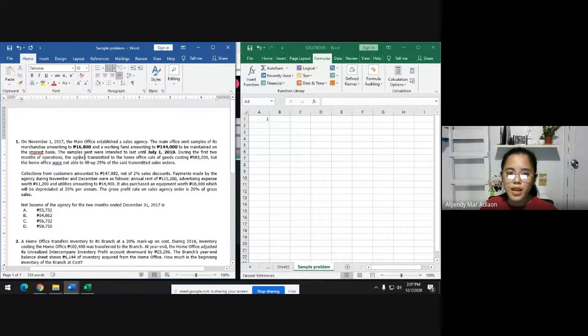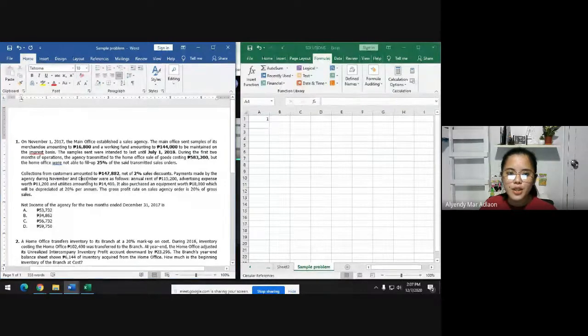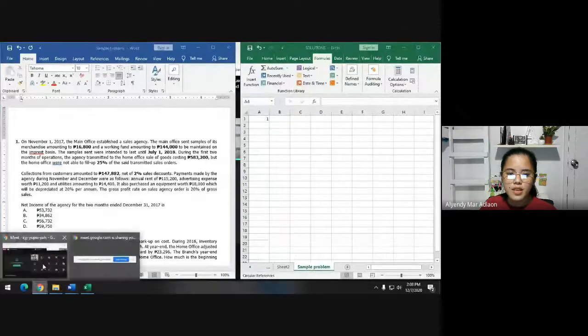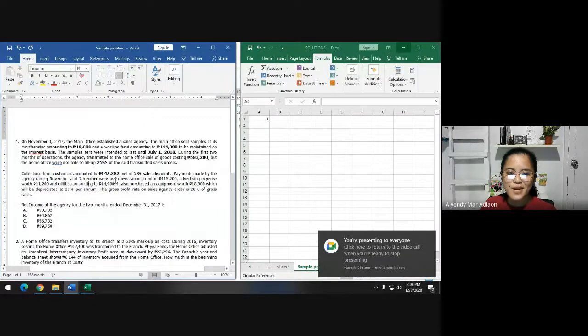During the first 2 months of operation, the agency transmitted to the home office sales of goods costing 583,200. Class, this is the agency's sales. But the home office was not able to fill 25% of the said transmitted sales orders. Collection from customers amounted to 147,882 net of 2% sales discount. Payments made by the agency during November and December were as follows: annual rent of 115,200.